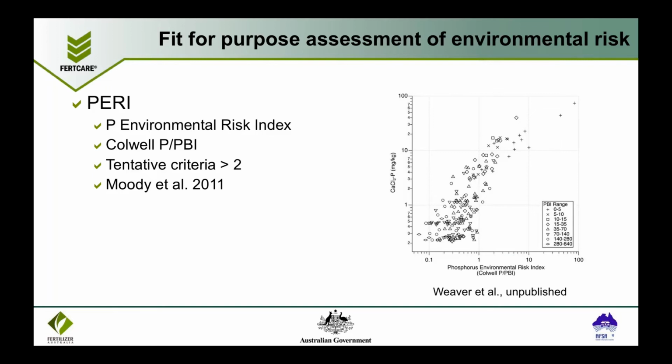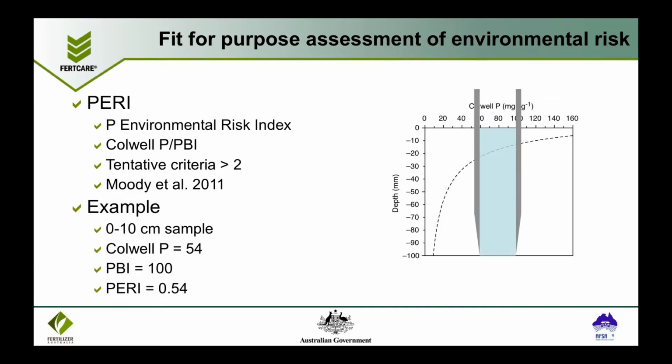We find some pretty good correlations between that risk index and the extraction of calcium chloride or soluble phosphorus out of those soil tests. But I just want to quickly go through an example here. If we're taking a 0 to 10 centimetre soil sample, we might find that soil sample has a CoLP of, say, 54, a notional PBI of 100, and so we get a PEri, or phosphorus environmental risk index, value of 0.54. So 54 divided by 100 gives us 0.54 as our risk.